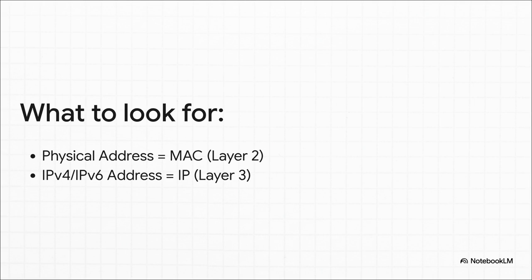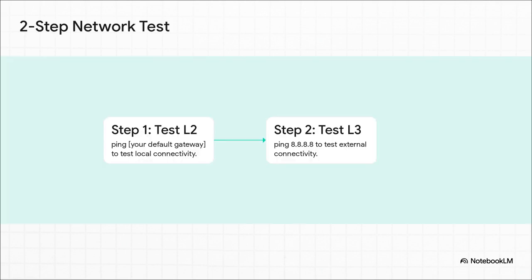Where it says physical address, boom, that's your permanent Layer 2 MAC address, your device's serial number. And right near it, IPv4 address. Well, that's your temporary Layer 3 IP address, your current global mailing address. They're right there, on your own machine. And hey, want to troubleshoot like a pro? It's a simple two-step test. First, try to ping your default gateway. That's just your router's IP address.